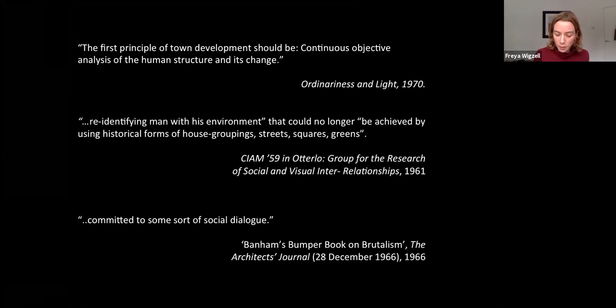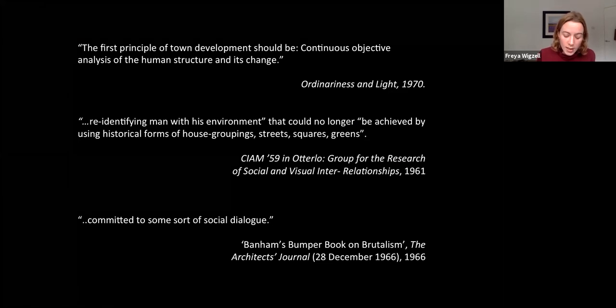And I'm just going to pull out a few quotes of things they said over the years. As they wrote in 1970 in Orderliness and Light, the first principle of town development should be continuous objective analysis of the human structure and its change. Earlier in '61, they spoke of the need to re-identify man with his environment, that could no longer be achieved by using historical forms of house groupings, streets, squares, greens, because as a social reality, they no longer existed. And in '66, they discuss how their architecture was committed to some sort of social dialogue.